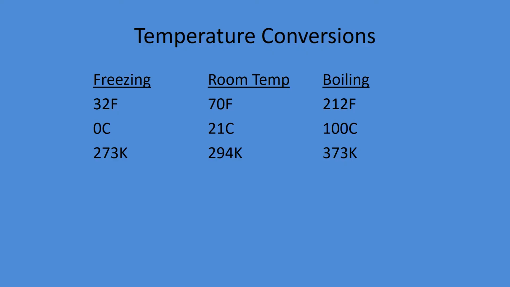All right, let's begin. So we have 3 temperature scales in use. We have the Fahrenheit temperature scale, and that's what we use in the United States and only 1 or 2 other countries in the world. So freezing for us is 32. Room temperature is about 70, and boiling is 212.